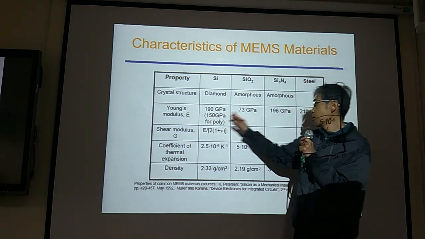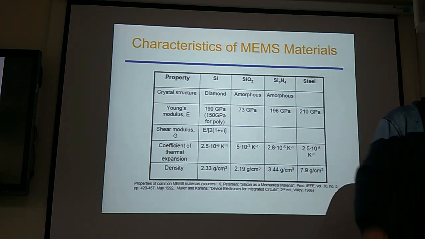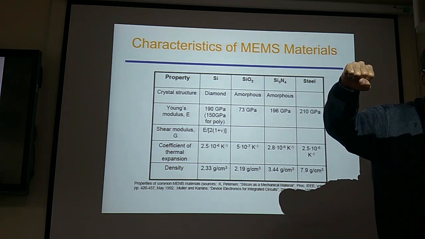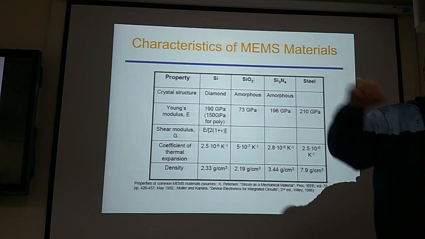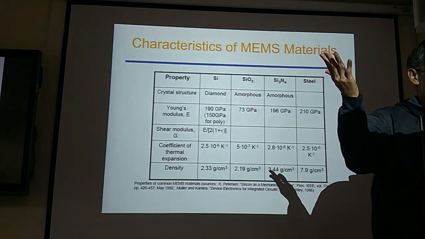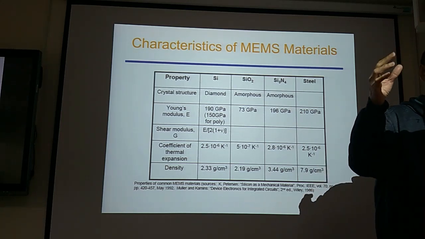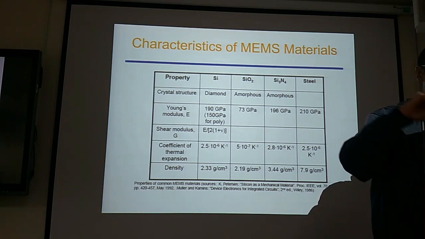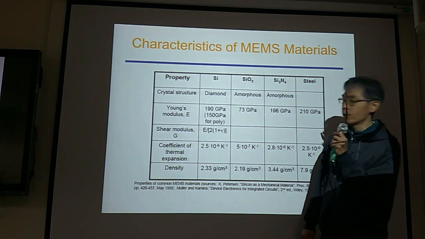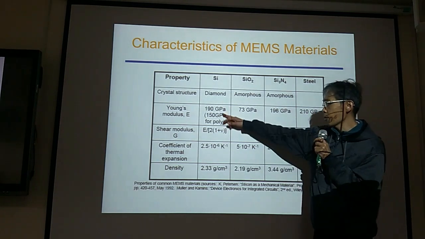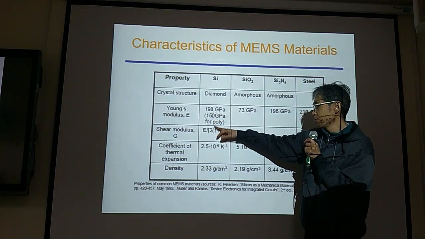And Young's modulus. Young's modulus is the relation between the force you apply to the material and how much it elongates. The relation between the force and the elongation is the Young's modulus. You can take it as the stiffness or the spring constant based on Hooke's law. So Young's modulus is an important material property. And silicon is quite hard. It could be 190, 150 for polysilicon.